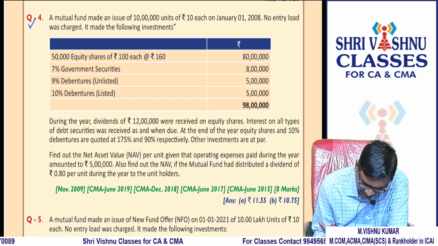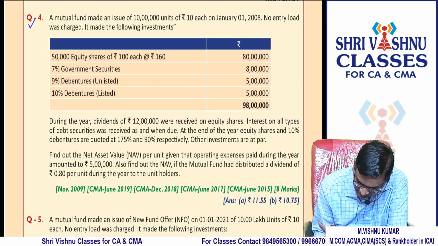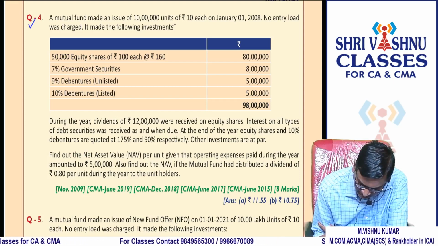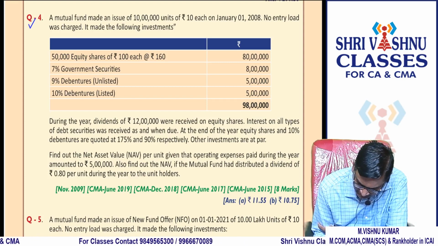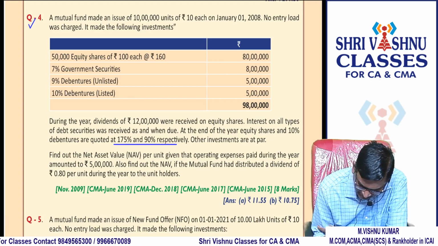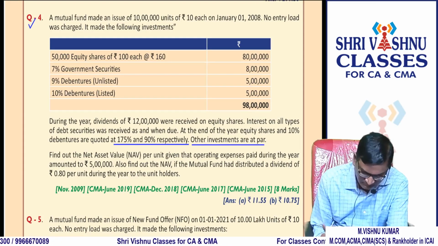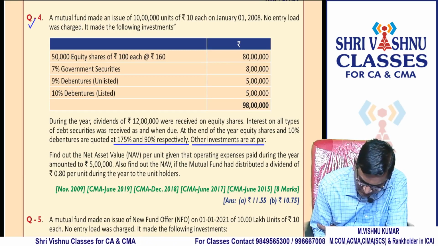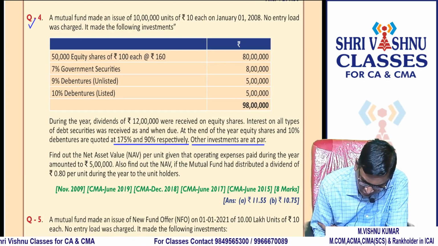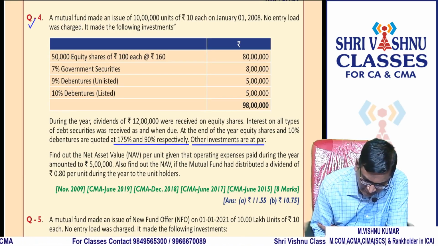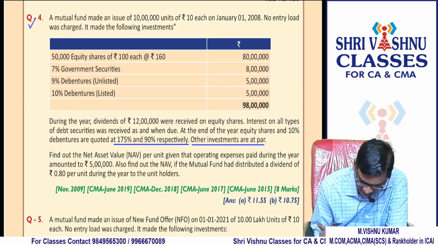During the year, dividend of 12 lakh was received on equity shares. Interest on all types of debt securities was received as and when due. At the end of the year, equity shares and 10% debentures are quoted at 175% and 90% respectively. Other investments are at par. Find out net asset value per unit given that operating expenses paid were 5 lakhs. Also find out NAV if the mutual fund has distributed a dividend of 0.8 per unit during the year to the unit holders.